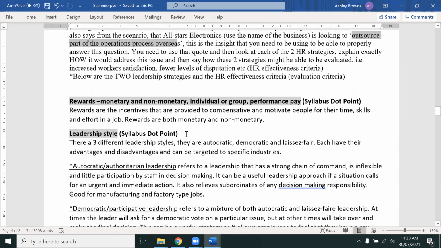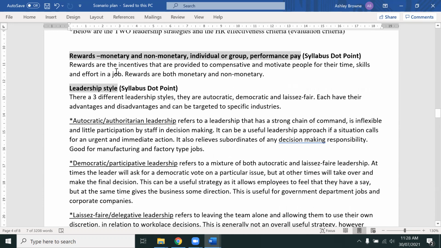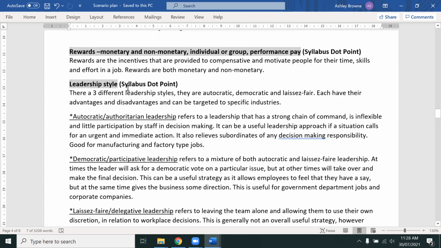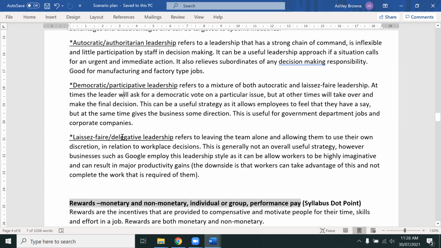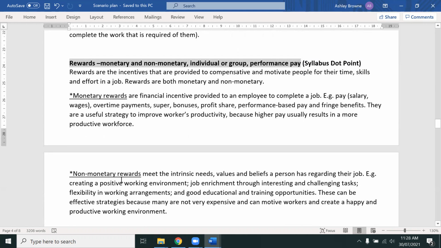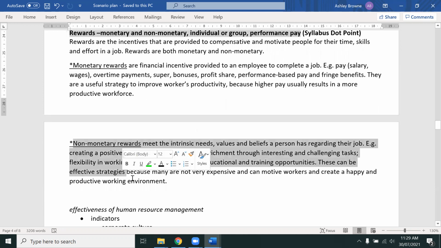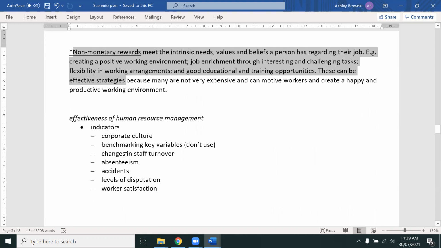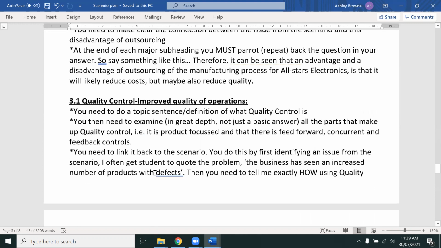Now, here's stuff on rewards. I think I put this in the wrong spot, but anyhow, on leadership style here. And here's the two things on rewards. I want us to focus on non-monetary rewards. And then we need to evaluate it with the effectiveness criteria. So let's finish this off.